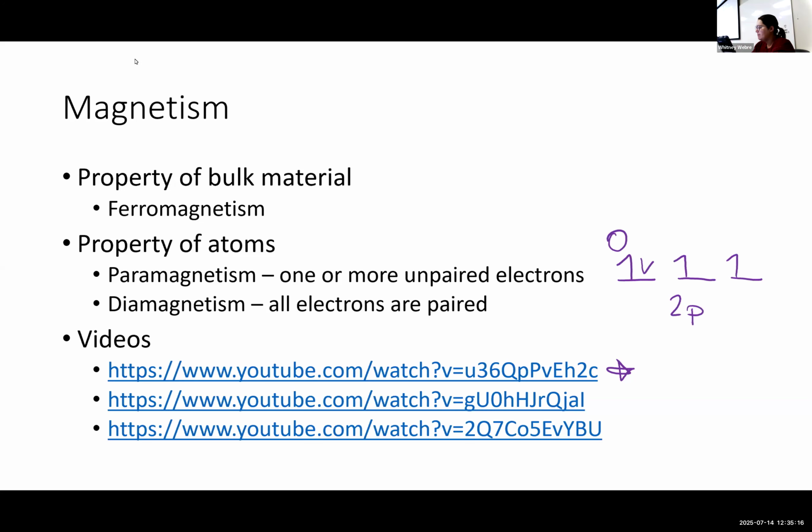If it was diamagnetic, let's say I focused on neon. Neon would have a full p orbital, because it has two in the 1s, and if you look at the p, it would be completely full because it has 6 electrons in the p. All electrons are paired, and these are slightly repelled by magnets. Maybe I'll show you the last video too. That one's a really quick video. I can show you both.